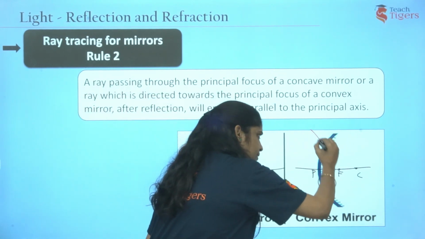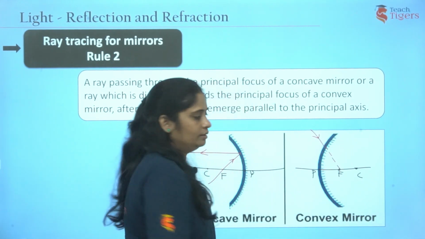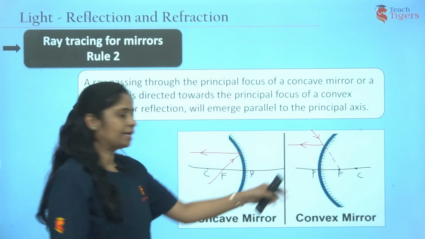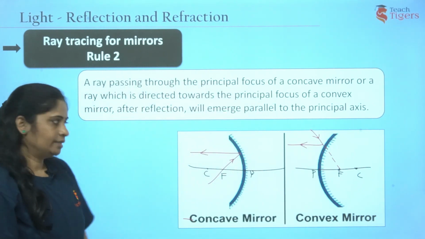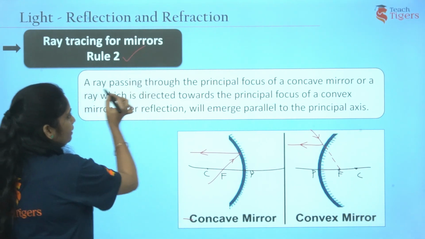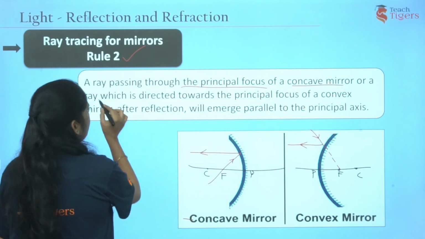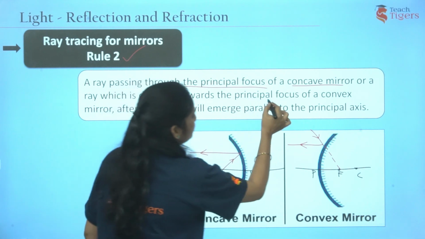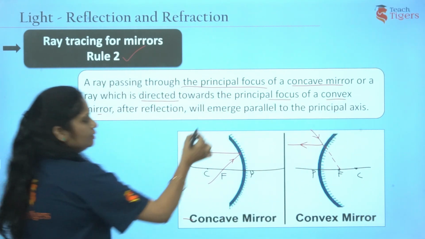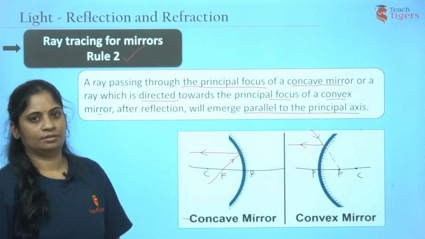So we will just incident a ray which is in line with focus. After reflection it travels parallel to the principal axis, right? So this is rule number 2. You can see a ray passing through the principal focus of a concave mirror, or a ray which is directed towards the principal focus of a convex mirror, after reflection it will emerge parallel to the principal axis, right?